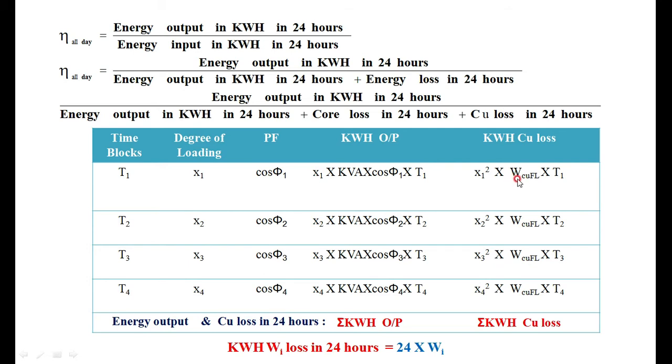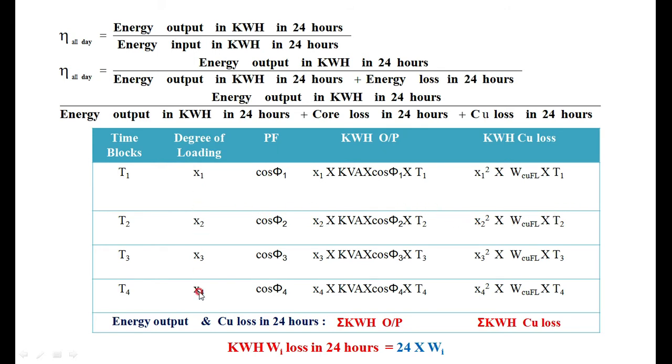At the same time, I know the copper loss at full load, but the transformer is loaded at X1. Therefore, for X1 load, the copper loss is X1 square times the copper loss at full load. But this is lasting for how many hours? T1 hours. Therefore, the copper loss for this T1 period that I am calculating is X1 square times the copper loss at full load times T1. Similarly, for T2, X2 is the loading factor and cos phi 2 is the power factor of the load in that particular time period. Then I am once again calculating the kilowatt hour output for that period, and at the same time, the copper loss.